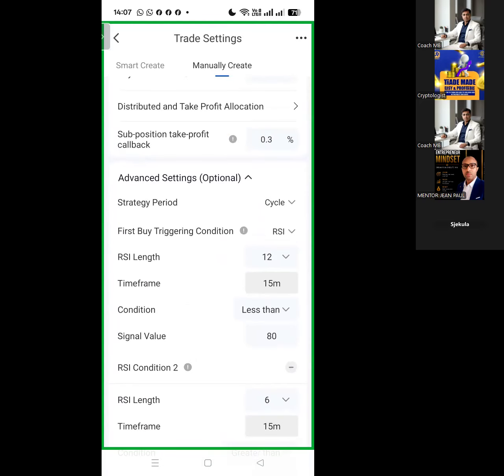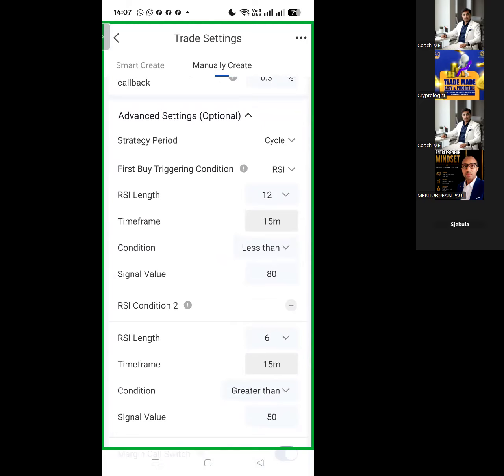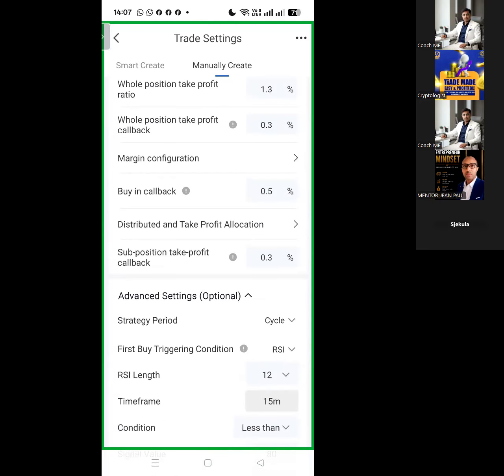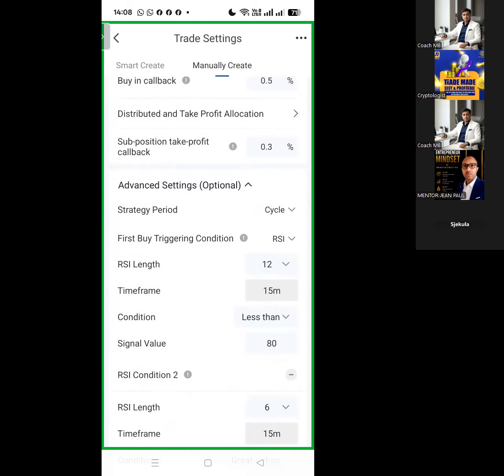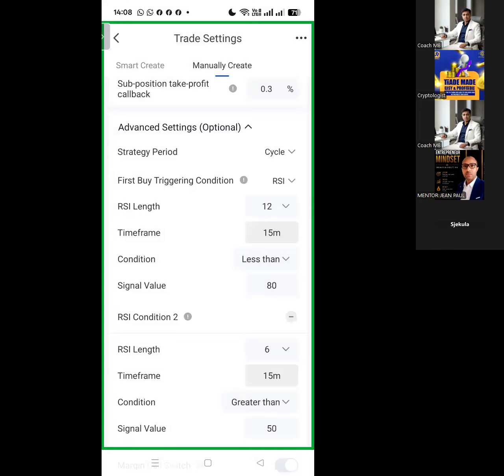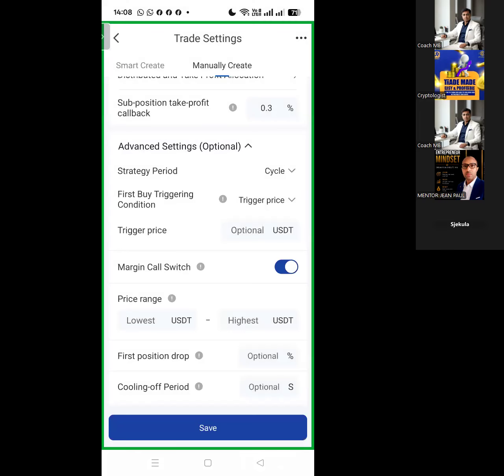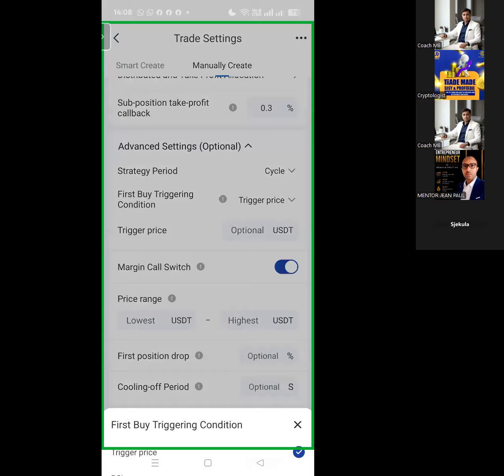So today I have explained the first indicator, that is RSI. I hope this is clear to you. And I have also explained the different settings that we see here. Suppose I go back to trigger price, you can see all these settings. I have explained all the different basic settings as well as one indicator, that is the RSI.